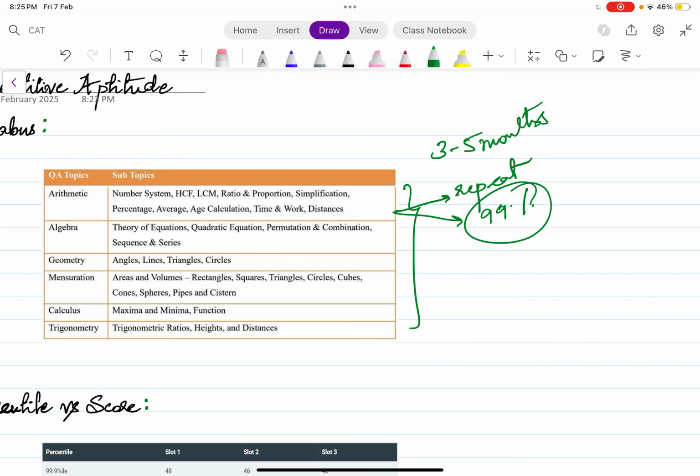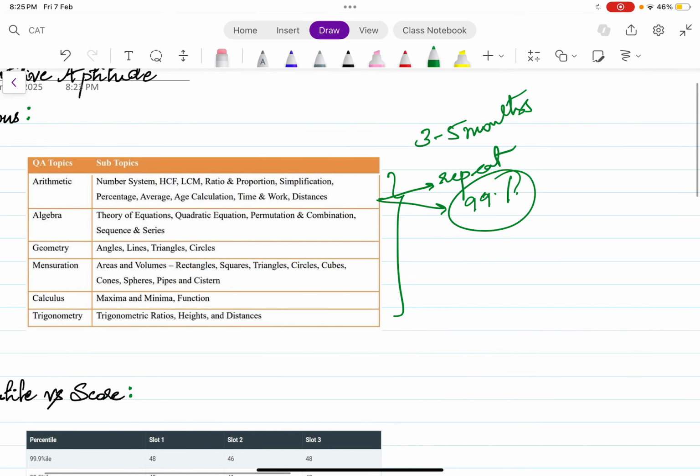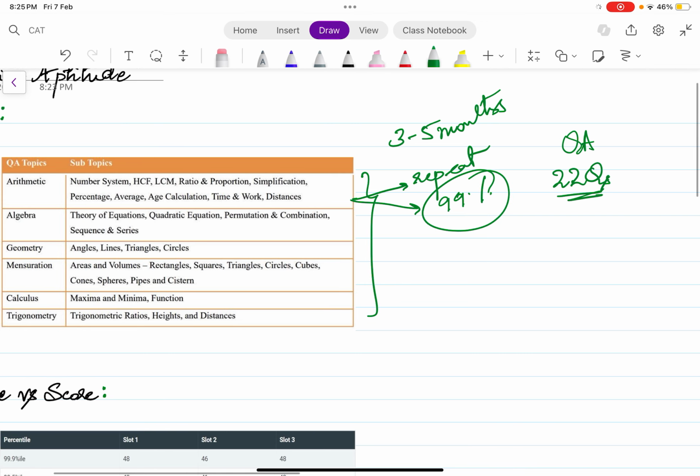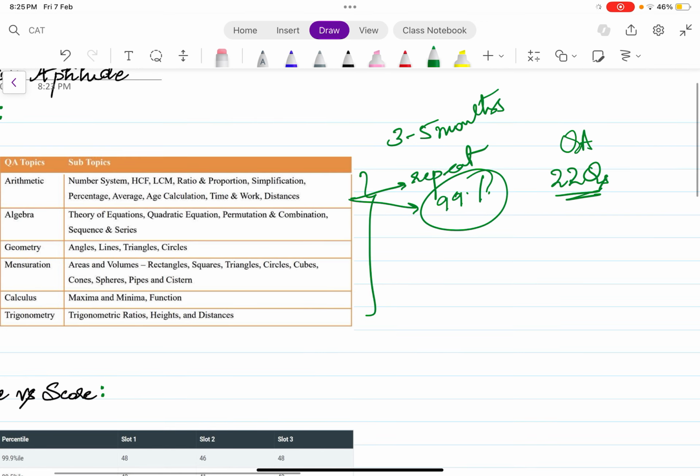Now, how do you get your 99 percentile mark? For that, I'm sure most of you are aware of the number of questions in the QA part. It is 22 questions as of the past couple of years. Now it might change for the coming years, but as of now it is 22 questions.